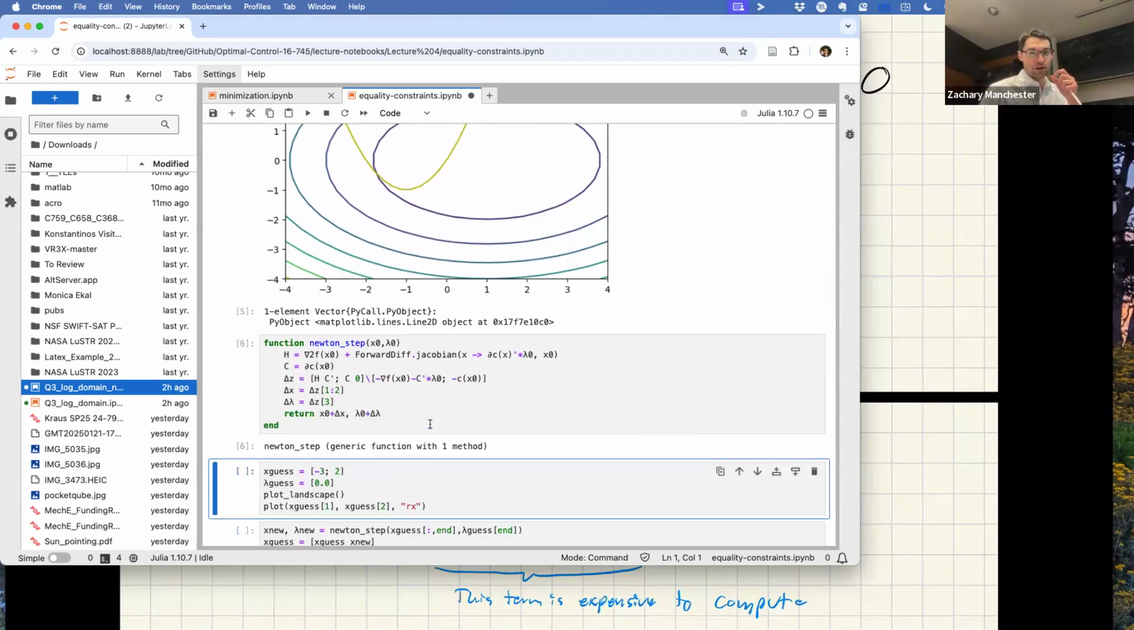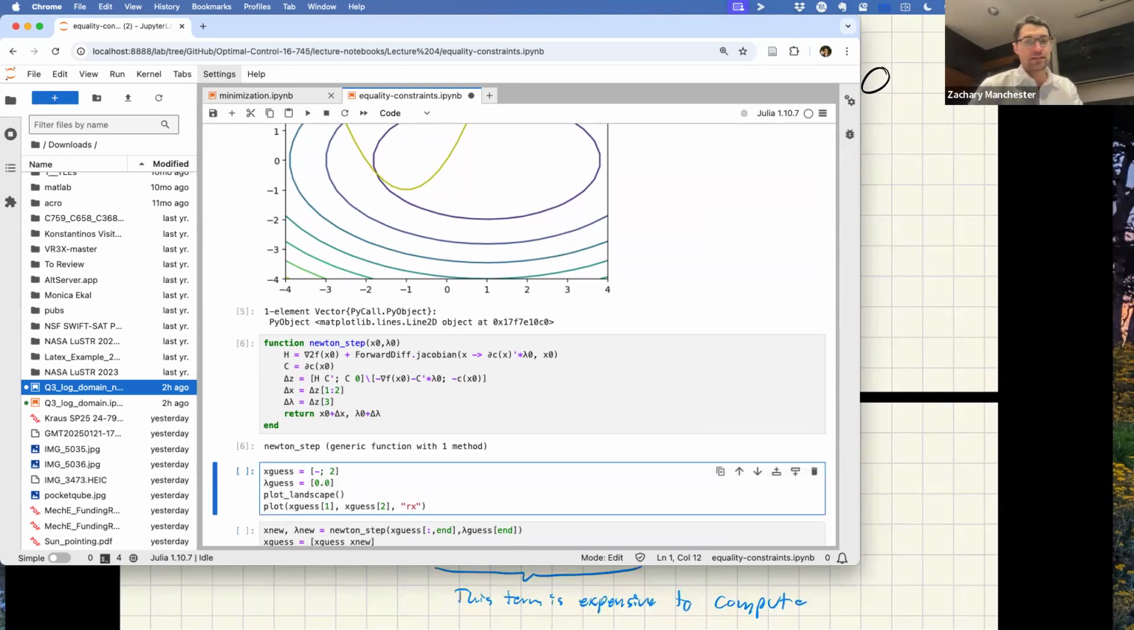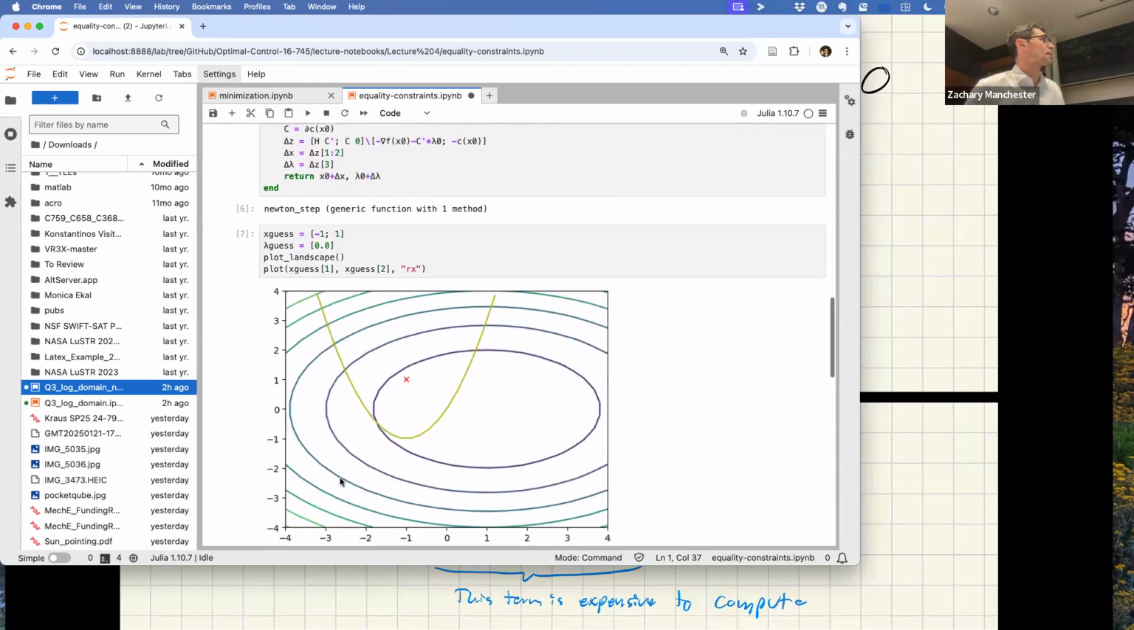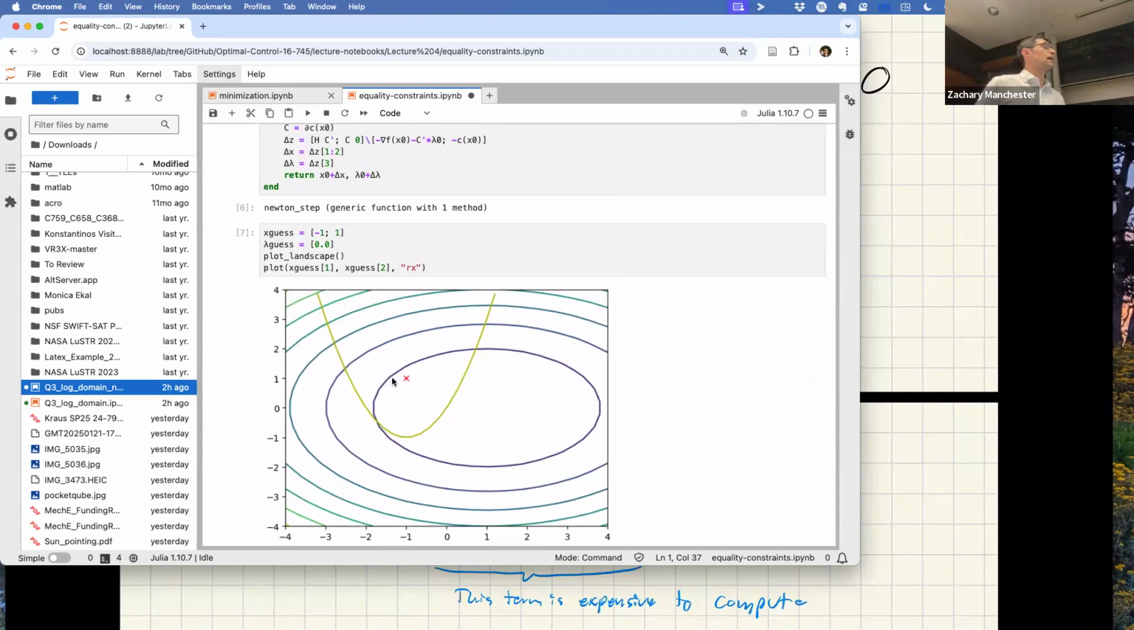What do I want to do first here? Okay, so we're going to start with something benign. Try to make this start over somewhere on the left. Okay, oh, yeah, look at that. So another thing to say about this is you don't have to give it a feasible initial guess.